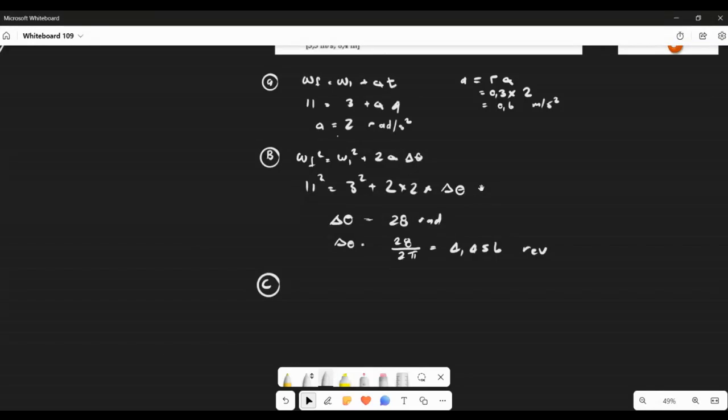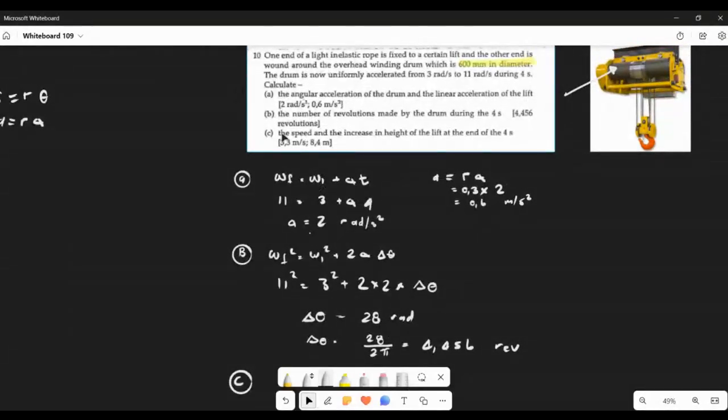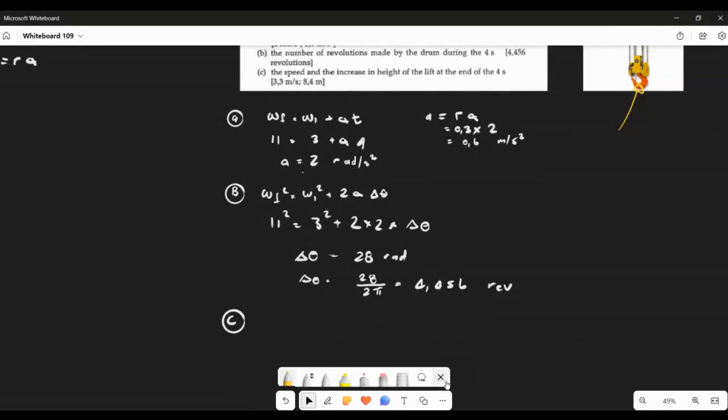You can do C. And I'll ask you now. So they want the speed and the increase in height of the lift. What they're actually talking about is this over here, the linear part, because remember, as it's rotating, there's also a linear motion happening. In this case, it's of the lift. So how do you think we would calculate the speed and the increase in height of the lift in the 4 seconds? Who has any idea? What can we use to relate linear and angular motion? You can tell us which equations we use.